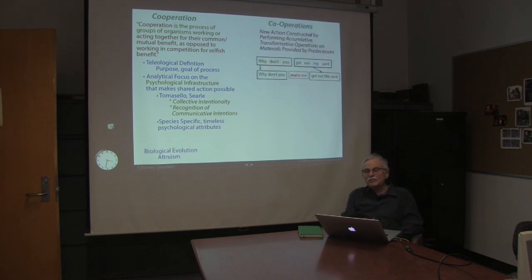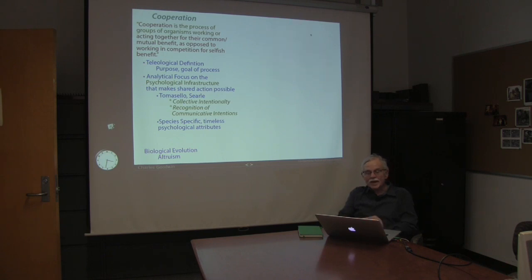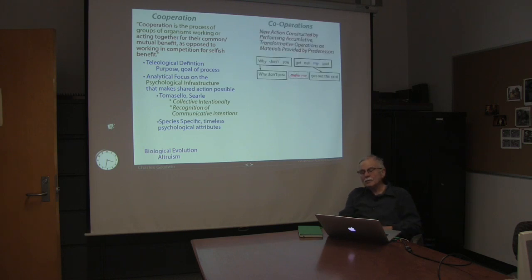Now, there is something that's very important in cooperation that my approach doesn't quite get, which is altruism. There is a big issue as to how animals could put themselves in danger to help others, and that's a very important topic. Okay, so what I'm looking at here are co-operations. I'm not talking about trying to help somebody else. I'm talking about performing accumulative transformations on materials provided by a predecessor. You can use this when you're arguing, when you're fighting with somebody.